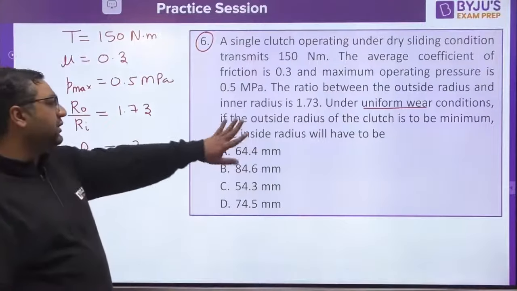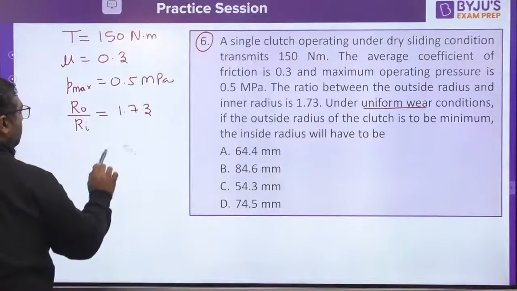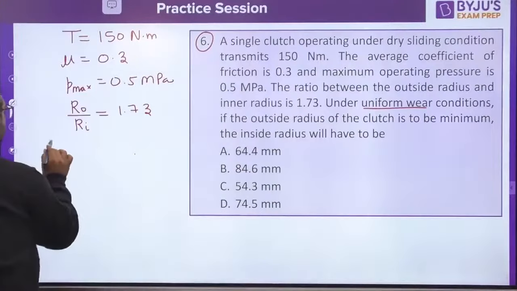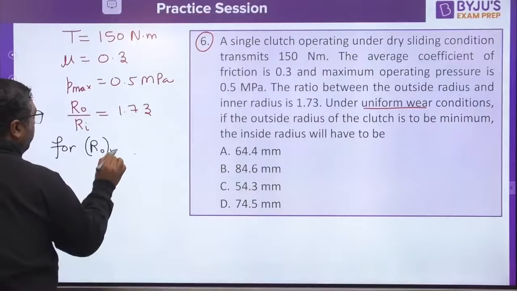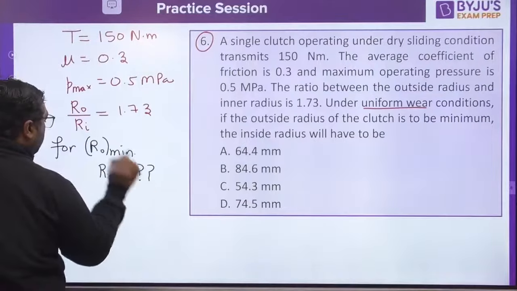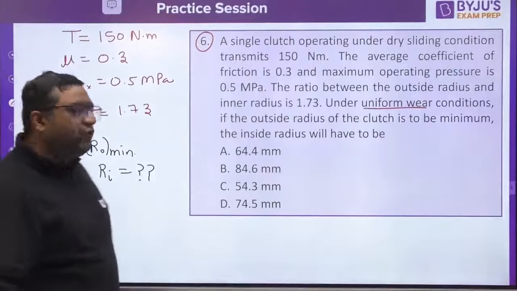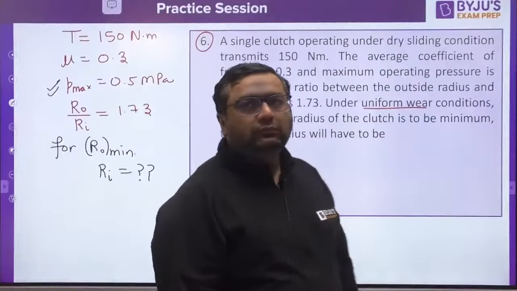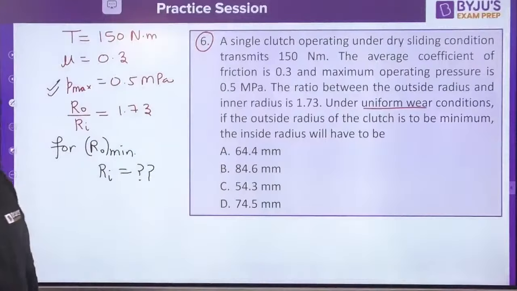Under uniform wear condition, find the outside radius, if the outside radius of the clutch is to be minimum. For R naught minimum, what is RI? Because pressure is maximum, so you need to find out RI. Very good, guys. Solve this question. This is question number 6.